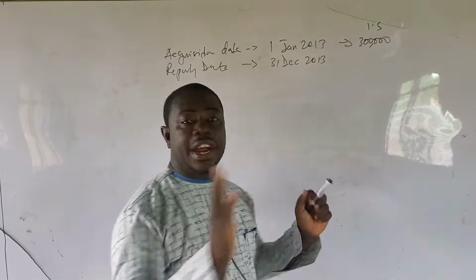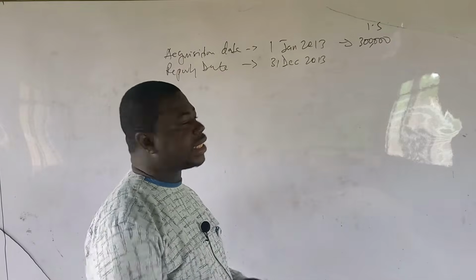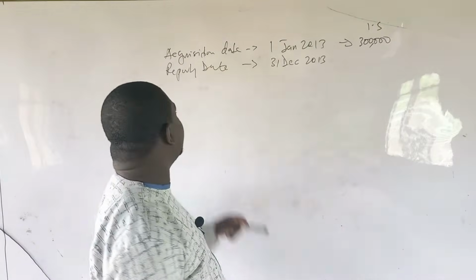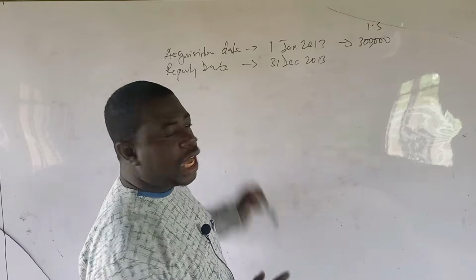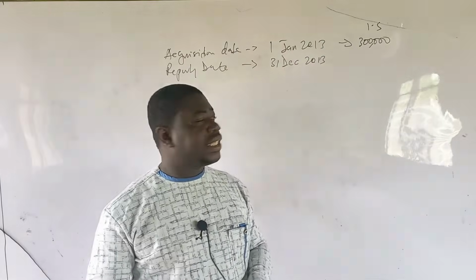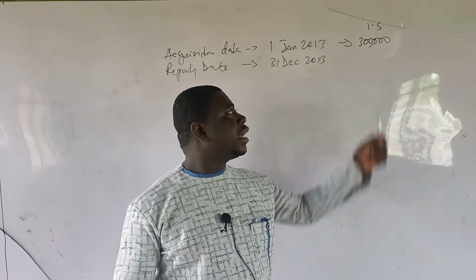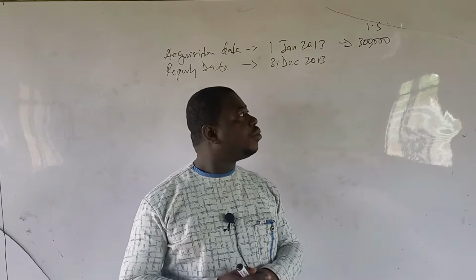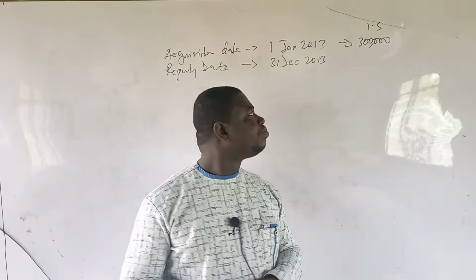Because we know that for everything we are going to do, one thing is exceptional. The calculation of goodwill is done at acquisition date. And so at acquisition date, the income surplus balance of the subsidiary is 300,000 Ghana cedis. And that is what we are going to use for our calculation of goodwill.